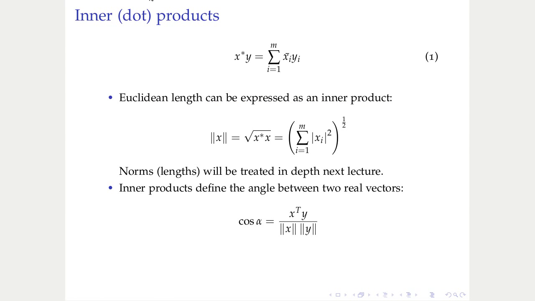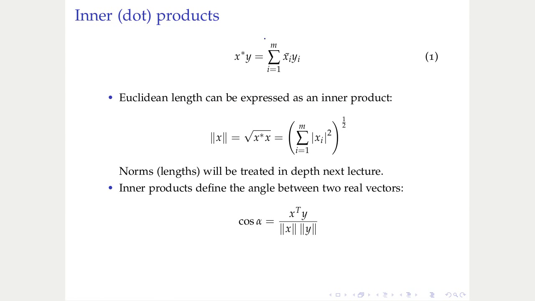Fundamental to the notion of orthogonality is the inner product. You may know this as the dot product. If we've got two vectors, basically the inner product, written x star y, or x transpose y if they're real, is just the sum of the products of their components.